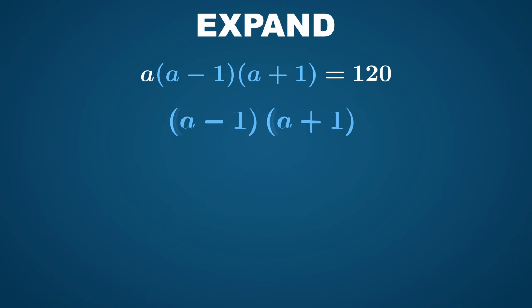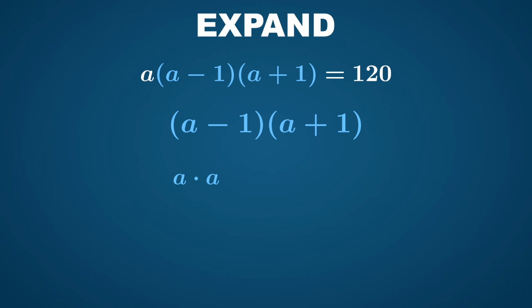Let us focus on the two binomial terms first for simplicity. These terms are a minus 1 and a plus 1 in the product. We can multiply these two terms together using distribution. First, we multiply the a from the first bracket by the second a. This multiplication gives us the term a squared in our equation.